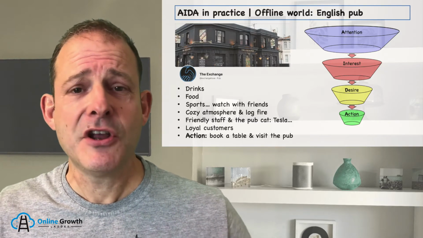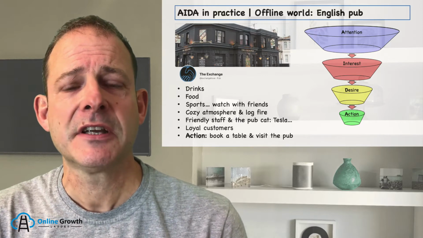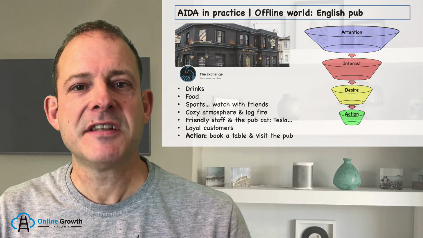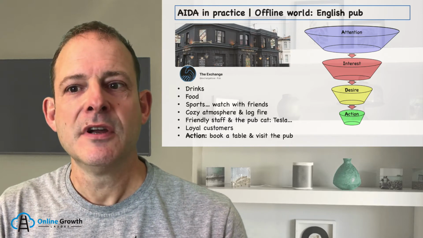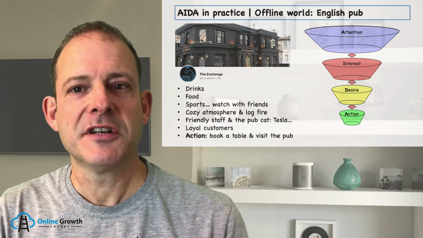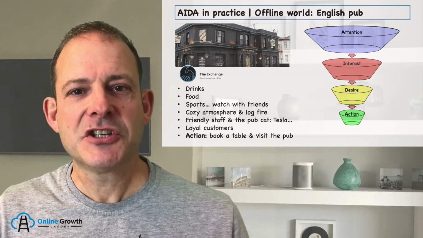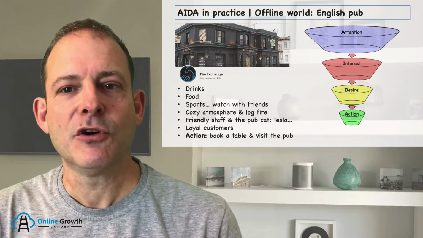I'm sure they've never even heard of the model, but they seem to be pretty good at it. And they do a lot of promotion on Facebook. What they're trying to do, obviously, is get people to come into their pub. So their objective is to get people to book a table and visit the pub. They're really trying to get people's attention on Facebook so people follow. They're building up a set of loyal customers.